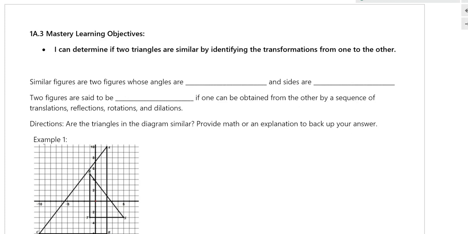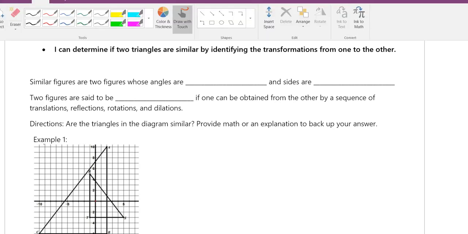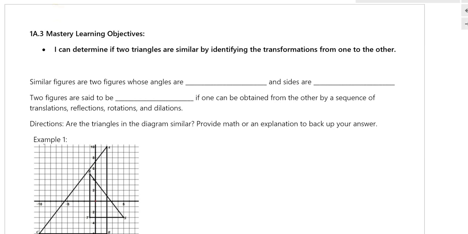Okay, looking at 1A.3, I can determine if two triangles are similar by identifying the transformations from one to the other. Similar figures are two figures whose angles are congruent, so their angles are the same, and sides are proportional. So remember, dilations, we talk about that, keep your sides proportional, okay?